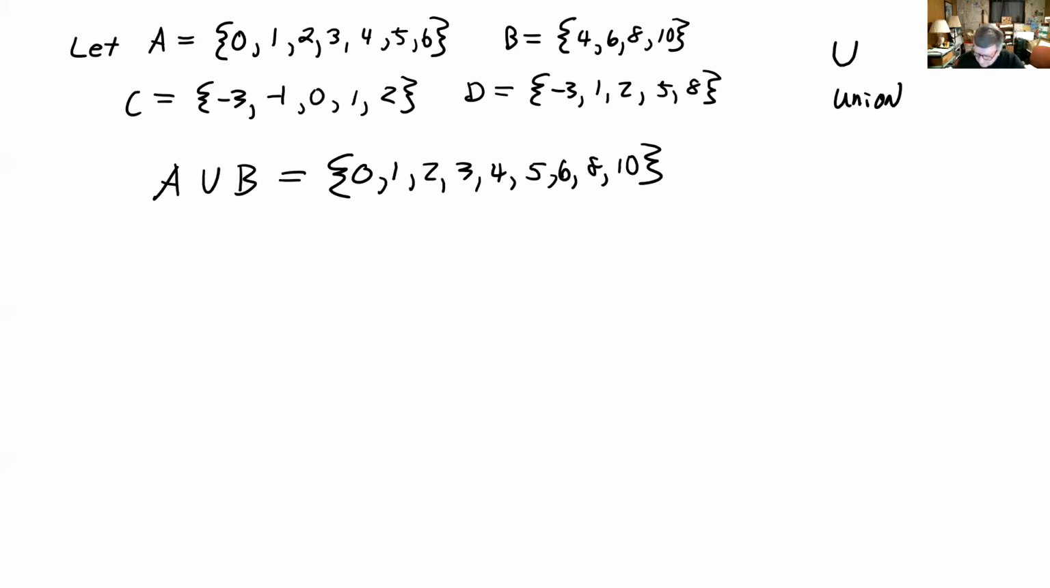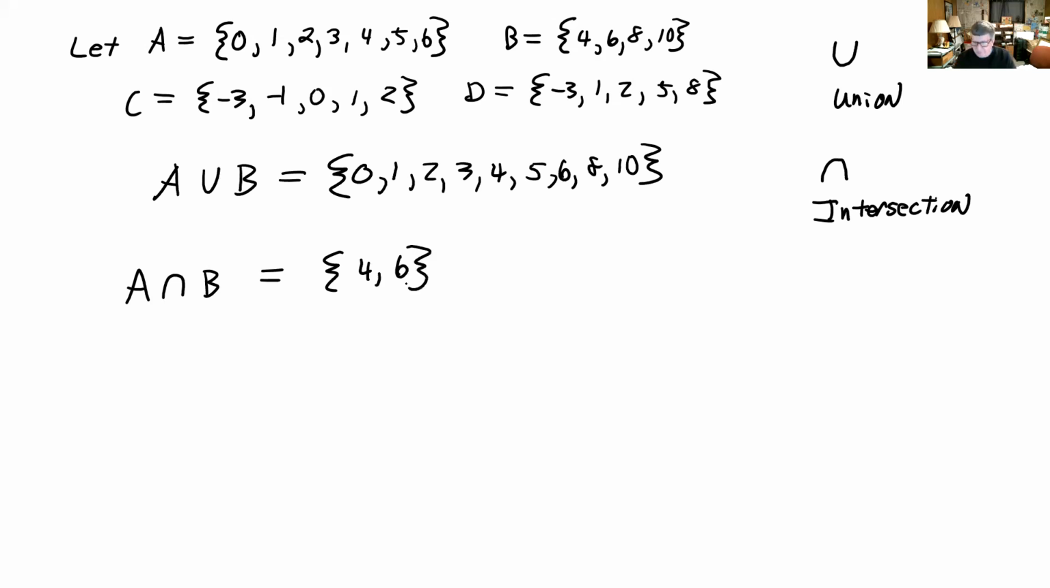All right. Now, an upside down U represents the intersection. So the intersection of A and B is that which they have in common. So that would be 4 and 6. Any questions about that? All right. So again, union is a U, intersection is an upside down U.